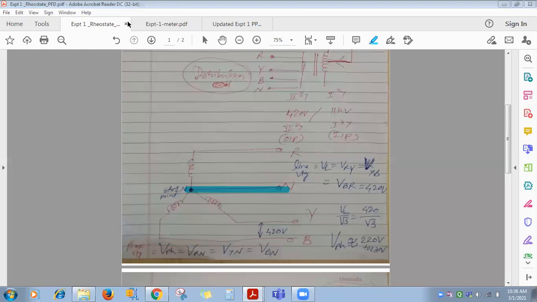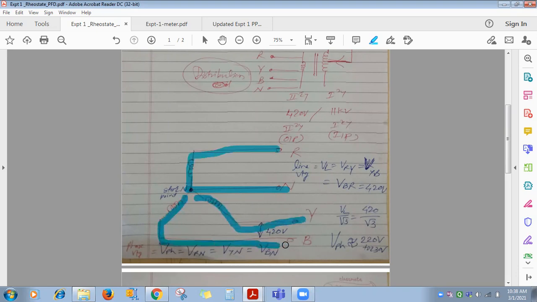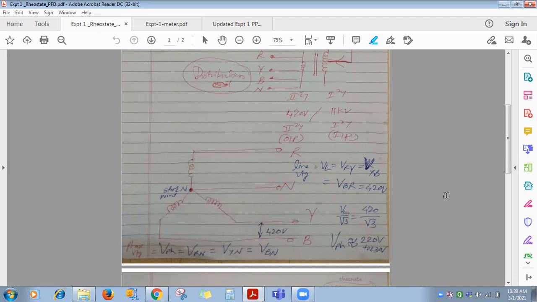Ma'am, what is meant by R, Y and B? How many windings did I tell you on the secondary of a three-phase transformer? 3. So this is the first winding with red color insulation. It is the second winding with yellow color insulation, and the third winding with blue color insulation. Means red, yellow, blue.